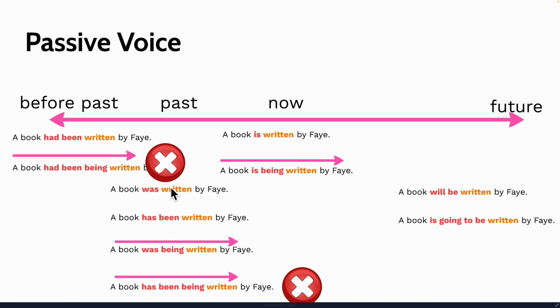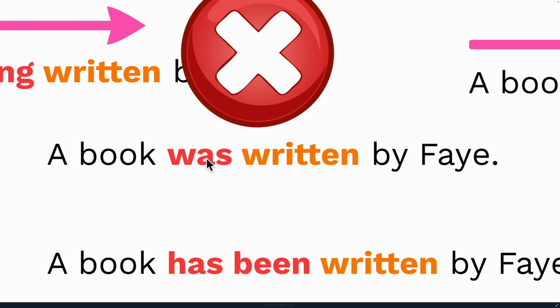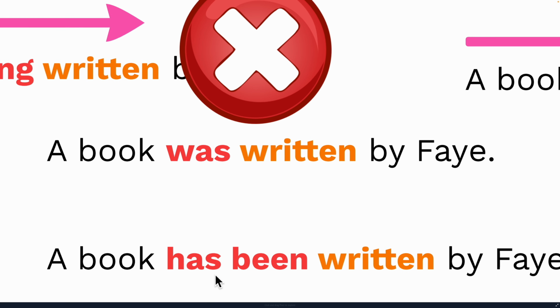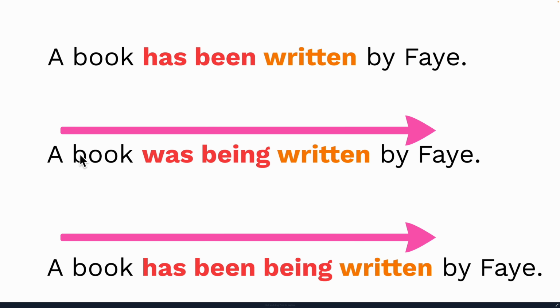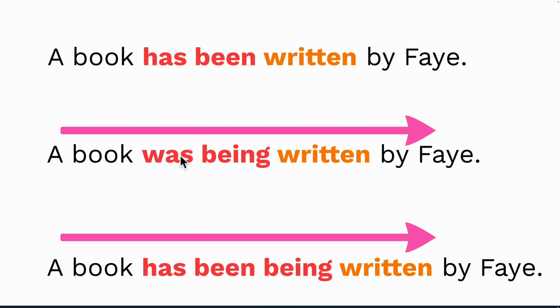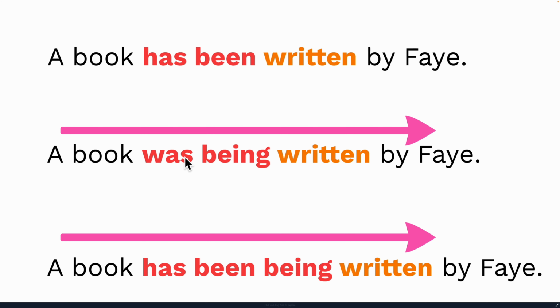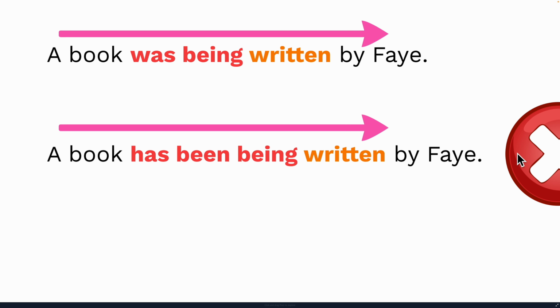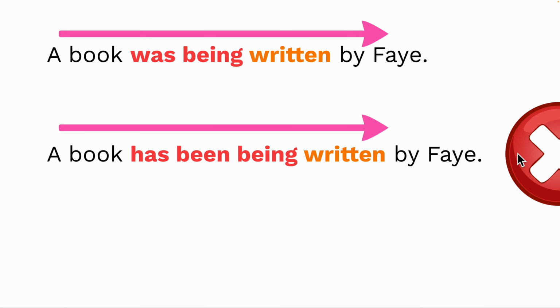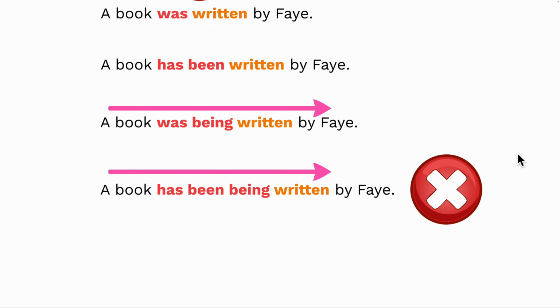And then how about past tense? A book was written. Changing is to was and the past participle written remains unchanged. And then present perfect tense: has been, or have been for plural form. And the past participle written remains unchanged. Then how about past continuous tense? Past continuous tense is the same, just change the verb to was being written. And in passive voice, we don't often use present perfect continuous tense. Alright, so you can ignore this.